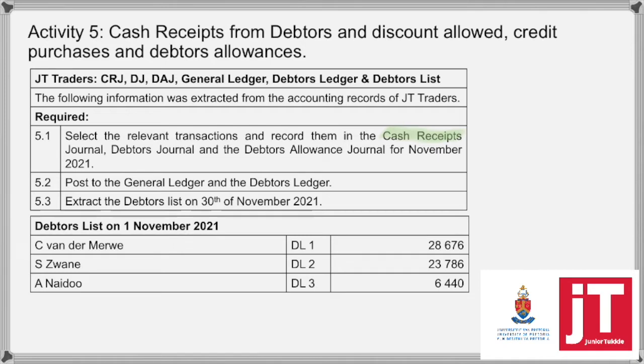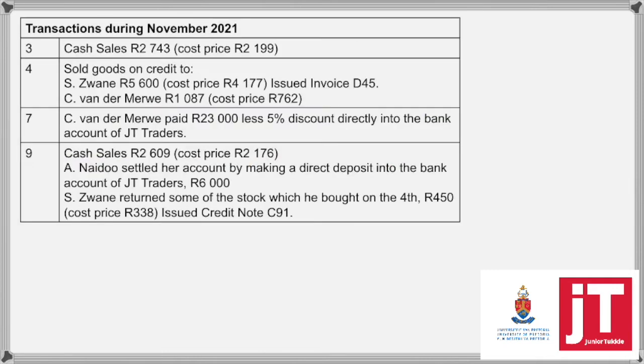Cash receipts journal will be the color of money, green. Debtors journal will be orange or yellowish, and that will be your debt. And then debtors allowance journal will be the allowance or the discount we give to them, which is an expense to us as a business. Then the transactions, so let's go through.